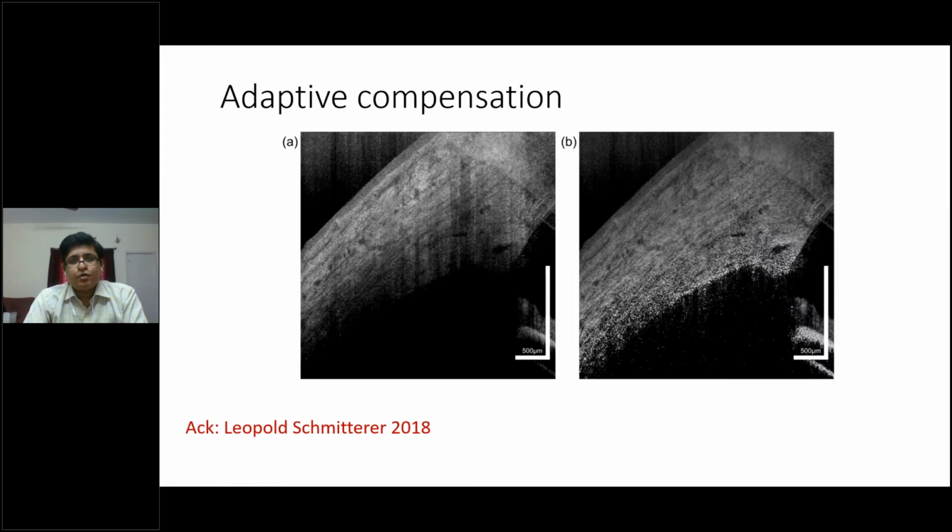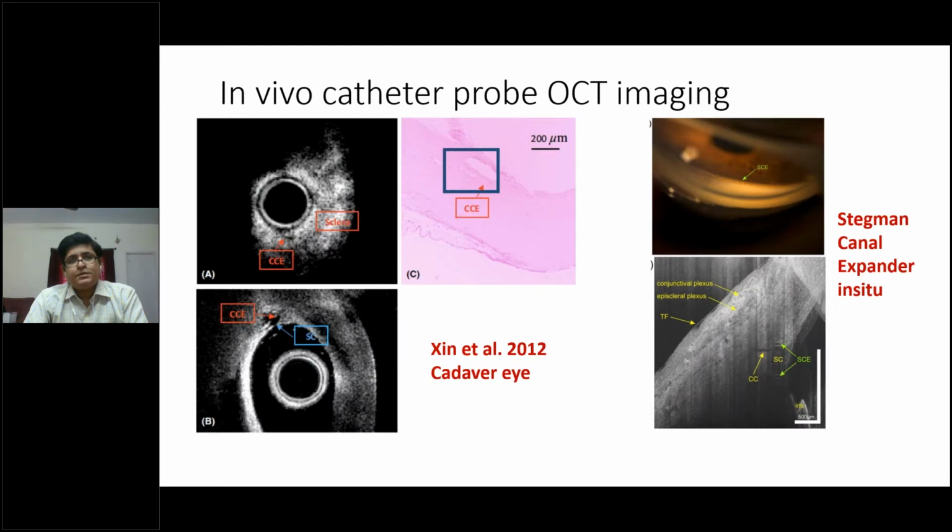And some of the software compensation methods give you enhancement of these scans as well. Some in vivo catheter probe OCT imaging is also coming up, and these can be utilized in some of the newer MIGS devices for examination of the angle. When I was in Singapore, they started doing MIGS devices in angle closures as well, and it started working in them as well. So it is relevant to angle closure as well.